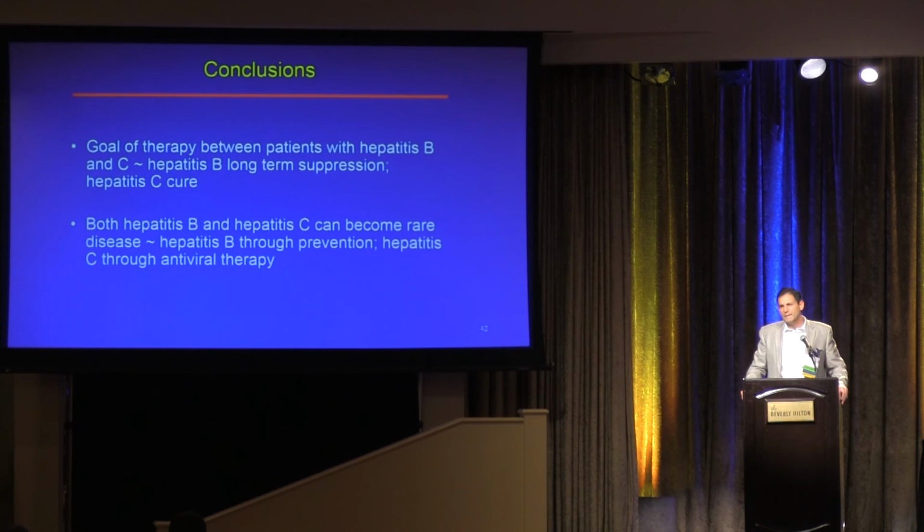Now, how many conditions can you cure with a pill? Hypertension, diabetes? No. And both hepatitis B and C could become rare diseases. Hepatitis B, I would argue, through prevention, like immunization and vaccine, and hepatitis C through antiviral therapy.